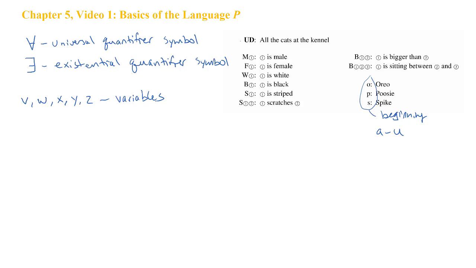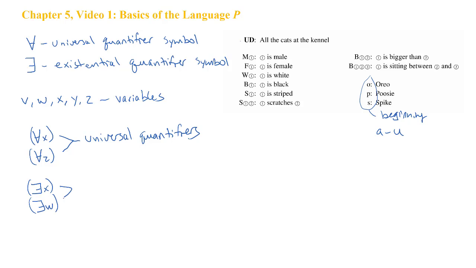Now when we put the quantifier symbols together with a variable and enclose it in parentheses, we get the actual quantifiers. So for example, upside down A x in parentheses, or upside down A z in parentheses, these are universal quantifiers. And if we use the existential quantifier symbol, upside down E x or upside down E w, say, then we've got existential quantifiers.